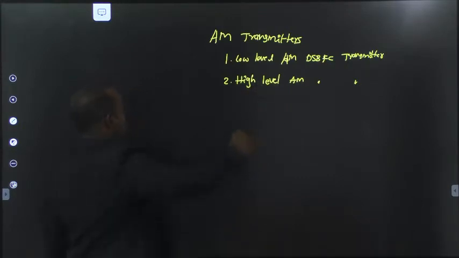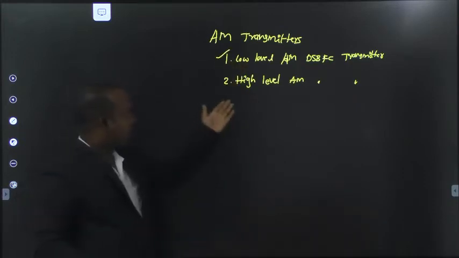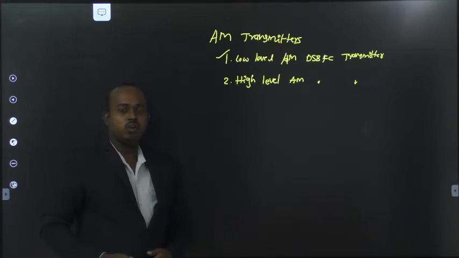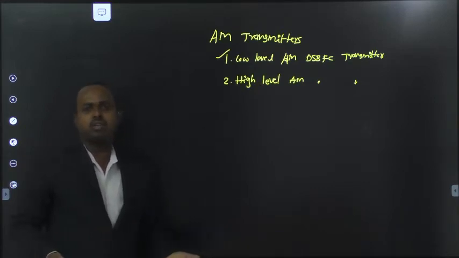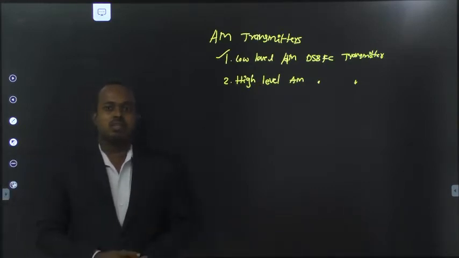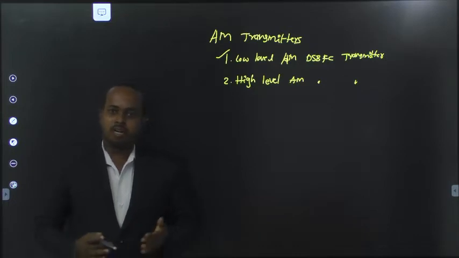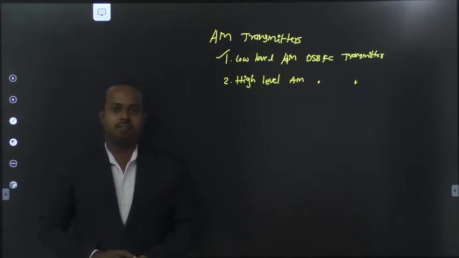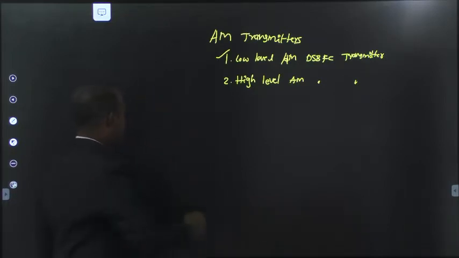We are discussing the first type, low level. For a low level AM DSBFC transmitter, any modulator must need two signals. One is a modulating signal and the second one is a carrier signal. For generation of the carrier signal, we are taking three blocks. The first block is the RF carrier oscillator.